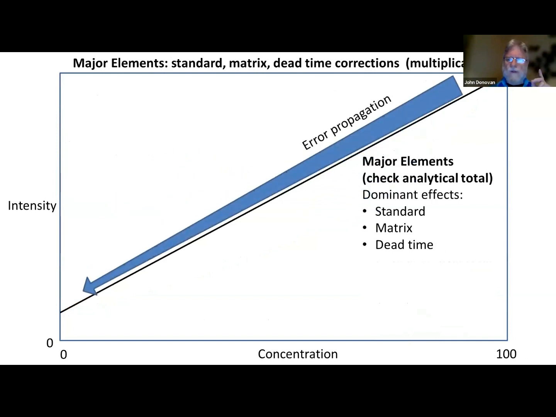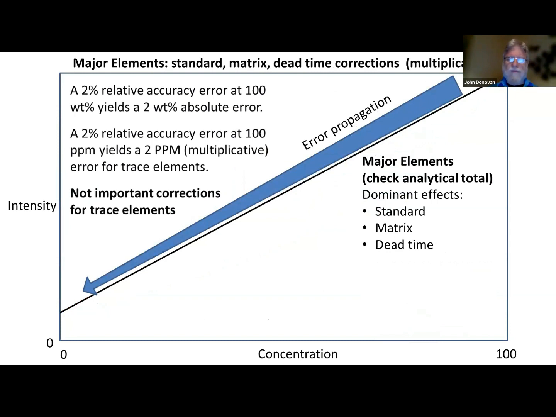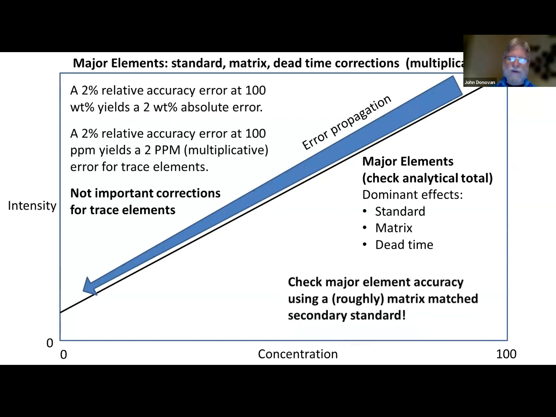If we have an error in our matrix correction, our standard, or our dead time, a 2% accuracy error at 100% yields a 2% absolute error. But a 2% relative error at 100 ppm means a 2 ppm error for trace elements. So the matrix correction is essentially a non-entity for trace elements, and obviously it's zero. For major element accuracy, it depends on the situation. You might need a matrix matched secondary standard, or at least a little bit matrix matched. Use SiO2 for silicon, or Mg2SiO4, or something like that.